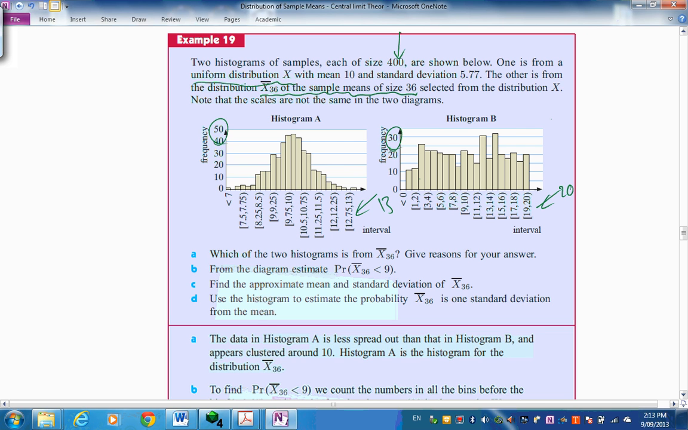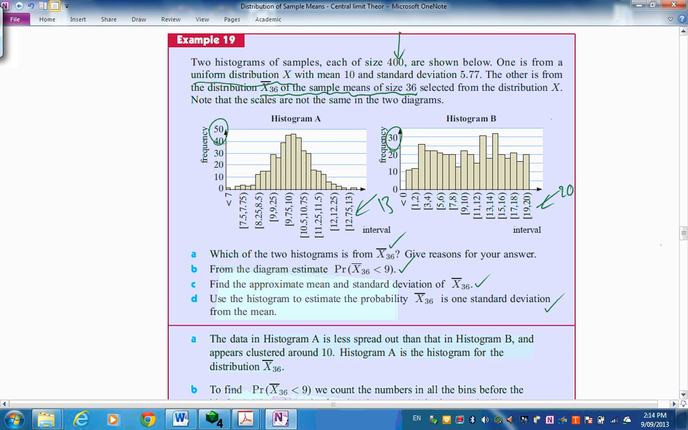So there are a few properties that are different here. Which of the two histograms is from X bar 36? That is, it represents a plotting of the mean of 36 items many, many times. Give reasons for your answer. From the diagram, estimate the probability of getting a mean which would be less than 9. Find the approximate mean and standard deviation of X bar 36, and use the histogram to estimate the probability that X bar 36 is within 1 standard deviation of the mean.